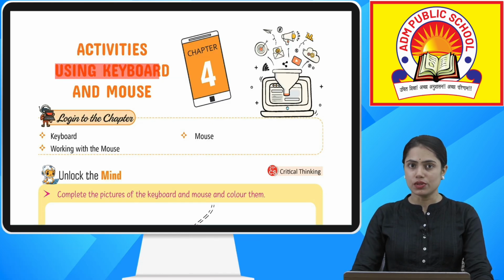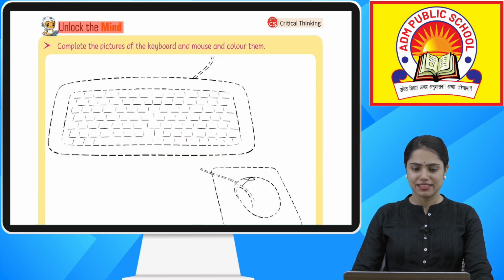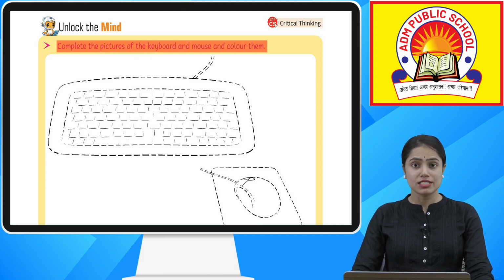Activities using keyboard and mouse. Log in to the chapter. Keyboard, mouse, working with the mouse. Unlock the mind. Complete the pictures of the keyboard and mouse and color them. Children, you have to color the keyboard and the mouse also.